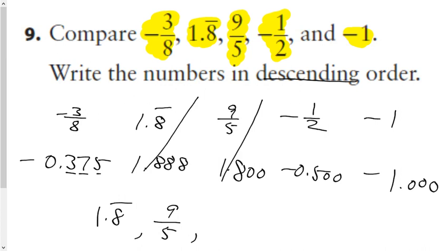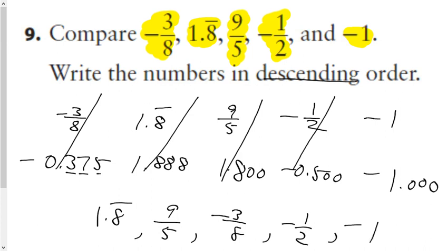And as we get to the negative numbers, the closer a number is to 0, the larger it is. So negative 3/8 would be our next largest. Negative a half would be our next largest. And finally, our smallest number is simply negative 1. And that is your answer to rearranging those 5 rational numbers in descending order.